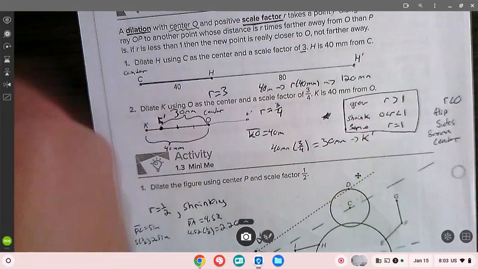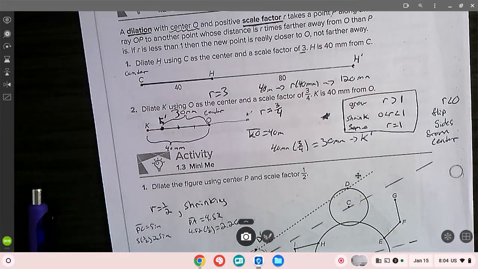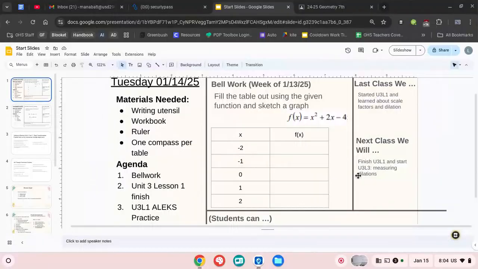Yes, 1 compass per table. So if you can please get 1 compass per table. Actually, no, my fault. We already did the snowman, so you do not need that compass. The compass was for the snowman. I forgot yesterday for this class, but I remembered for the rest of my classes.